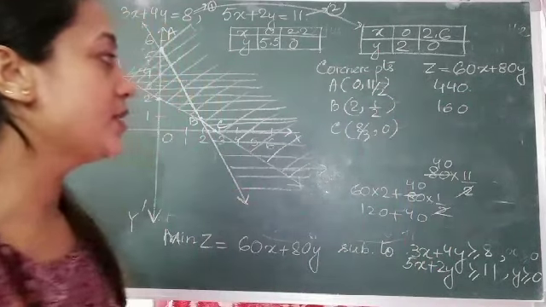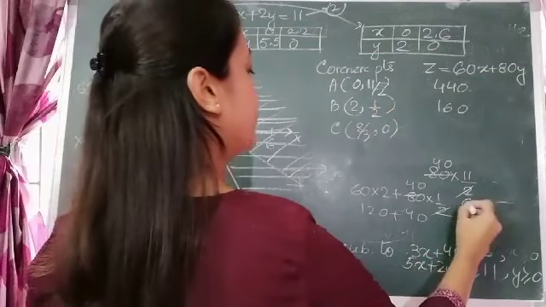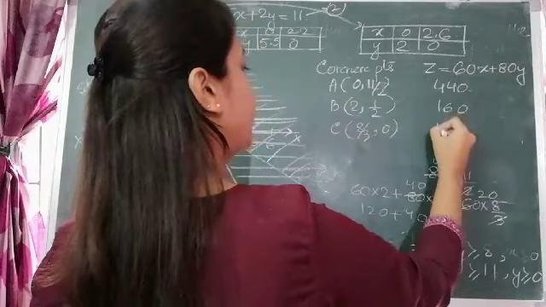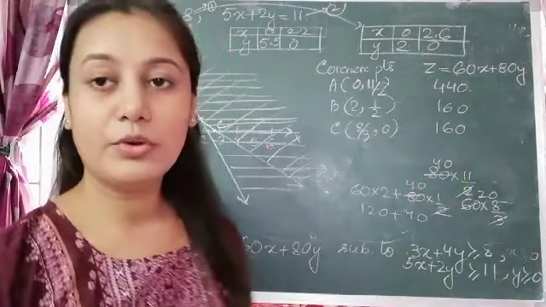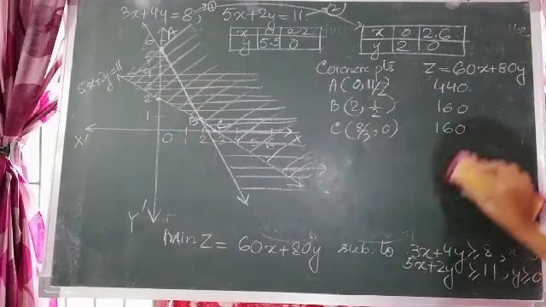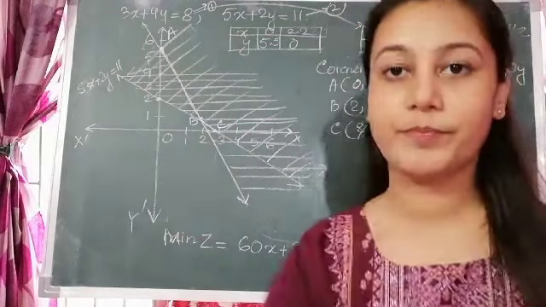And the last one is 8 by 3. So 60 into 8 by 3 will be equal to how much? 160 again. So you are getting the minimum value of z at 2 points, that is B and C, right?